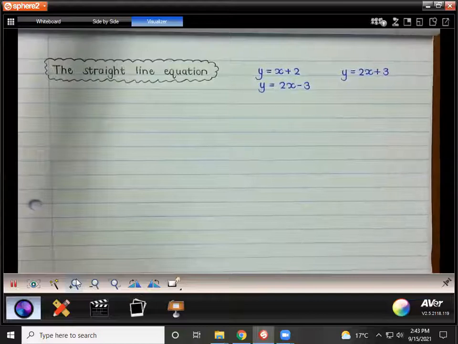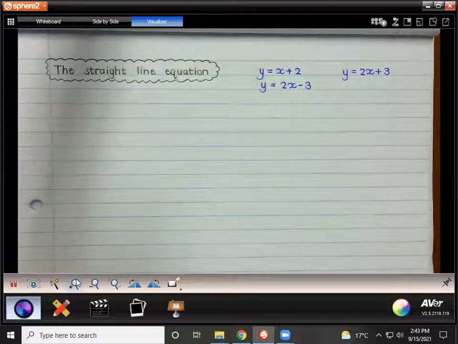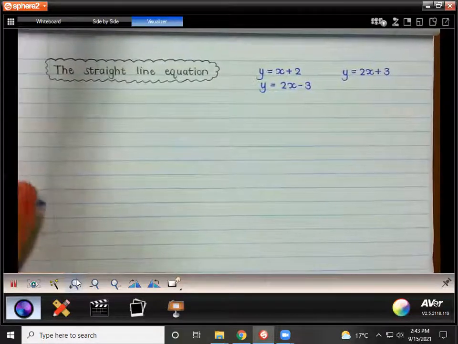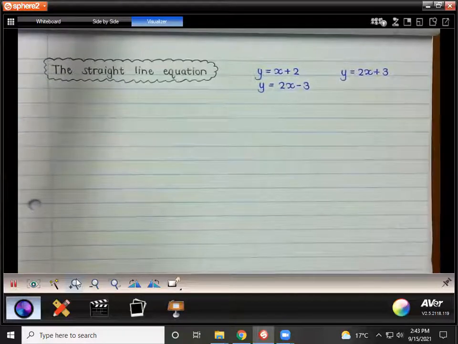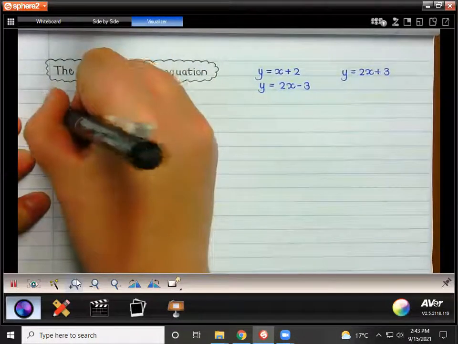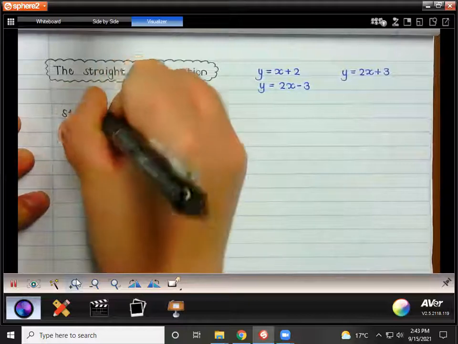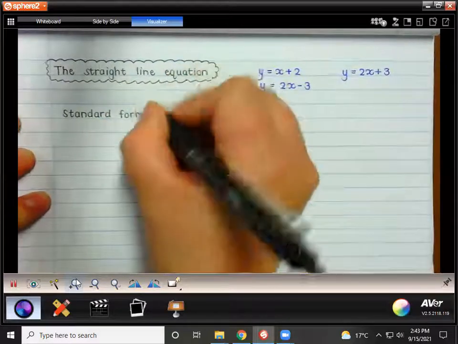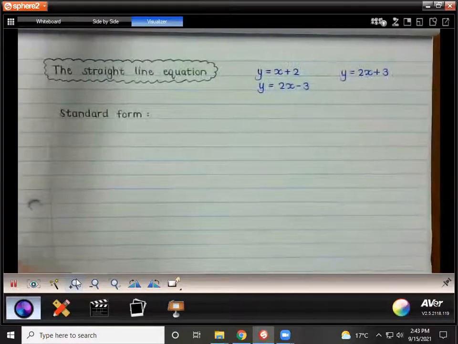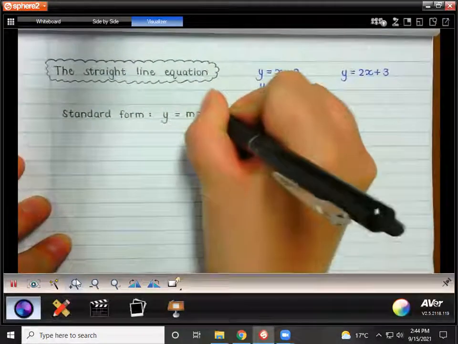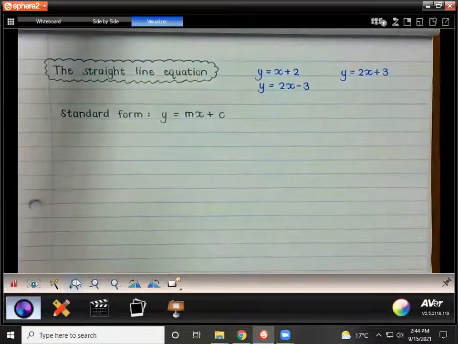Now, guys, all straight line equations that are skew ones, right? Because remember, we've done vertical and horizontal equations. Those are different from these ones. All straight lines that are skew, not vertical or horizontal, will have that type of equation. So we're going to write that down. We call it the standard form. And for the standard form, we are using letters instead of numbers. You'll see now. We're going to say that the standard form of a straight line equation is y equals mx plus c.